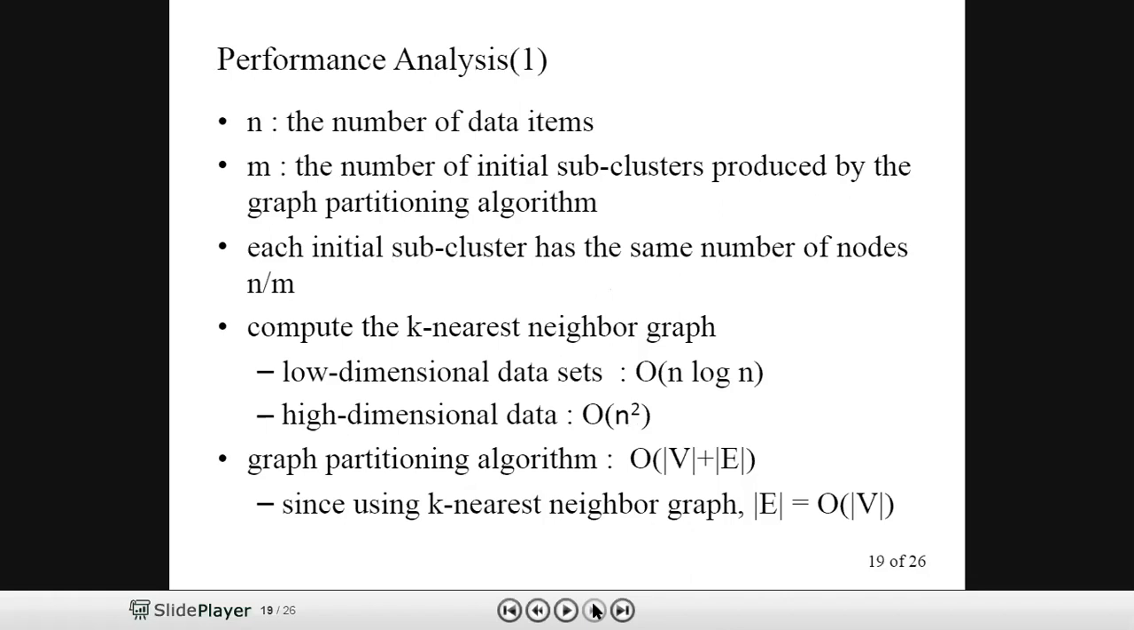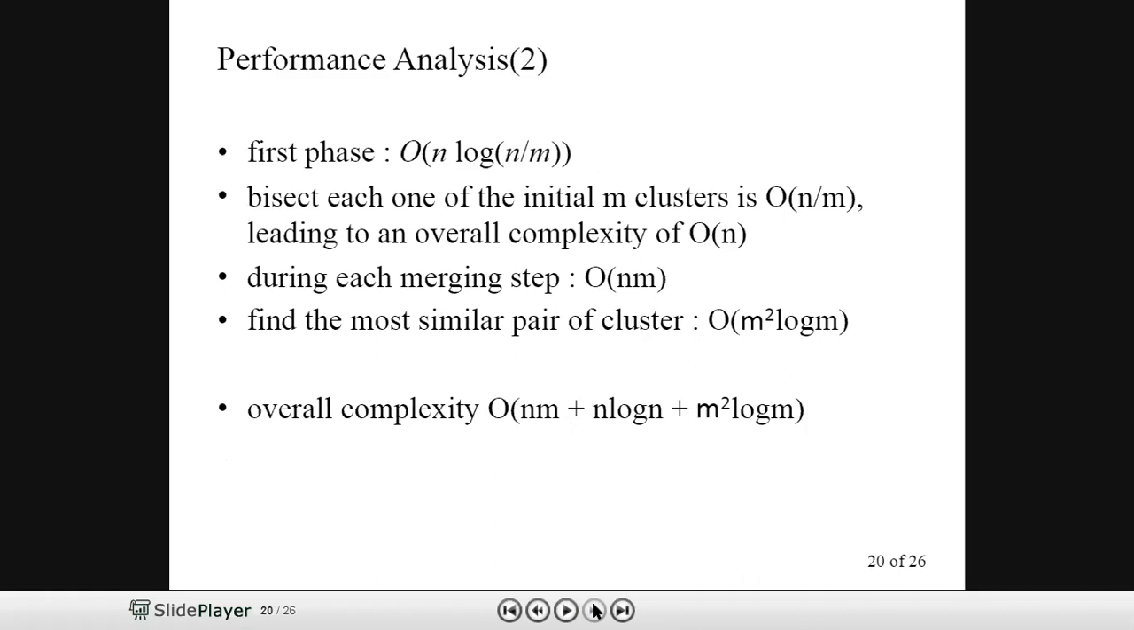And now the complexity of the Chameleon algorithm, where n is the number of data items and m is the number of initial subclusters produced by the graph partitioning algorithm. Each initial subcluster has the same number of nodes, n/m. Computing the k-nearest neighbor graph will take O(n log n). The graph partitioning algorithm will take O(|V| + |E|), and so the first phase will take O(n log(n/m)).